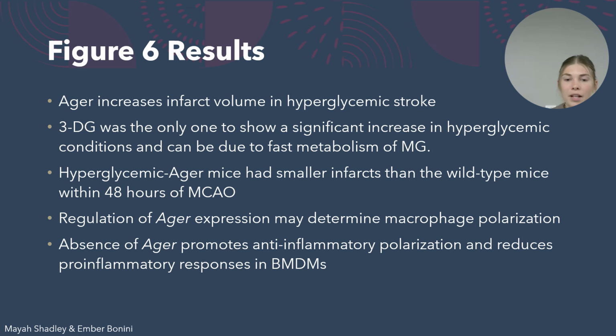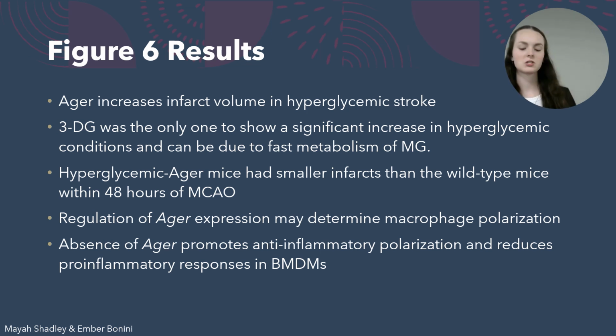And then our hyperglycemic agar mice had a smaller infarct than the wild-type mice within the 48 hours of the MCAO. And again, that was just looking into the motor cortex, the striatum, and the insular cortex. And along with that, it plays into figure G, where it was showing the agar knockout gene, and that one was just showing that there wasn't a significant change, meaning that the hyperglycemia did not reduce the non-inflammatory arginase 1 and IBA1 macrophages in those peri-infarct tissues.